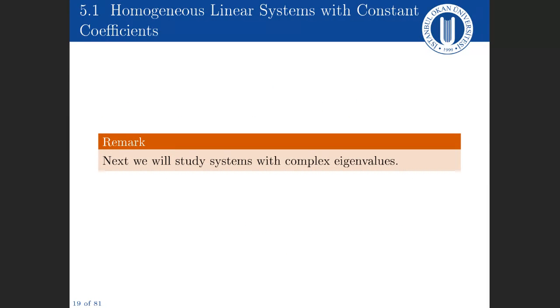That's what happens if we have repeated eigenvalues, but we still have n linearly independent eigenvectors. Sometimes that's not true. Sometimes we have repeated eigenvalues and we don't have enough linearly independent eigenvectors. That case we're going to study next week. Next, I want to study the case where we have complex eigenvalues.